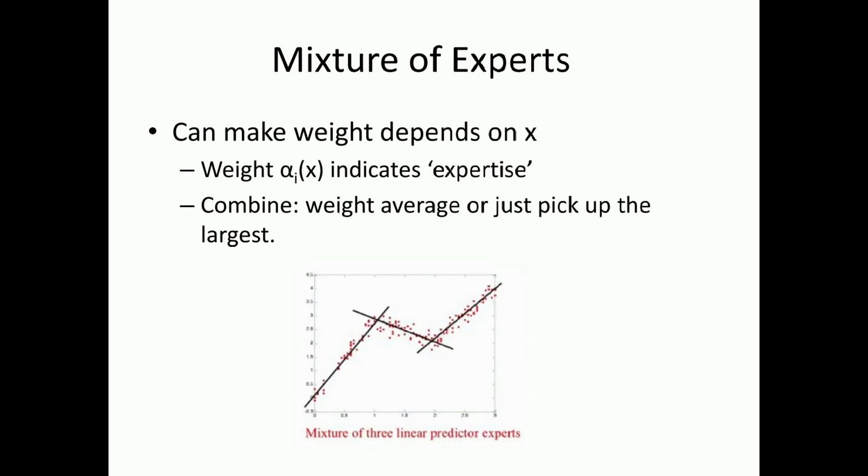So can we make weights depend on X? Yes. So weights alpha phi X indicates expertise. We can combine by averaging or just pick the largest value, and then we can make the weight according to the input.